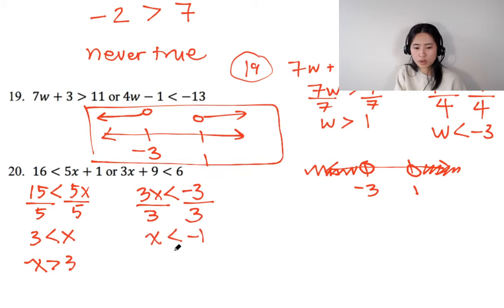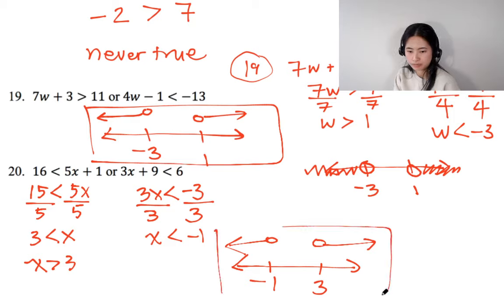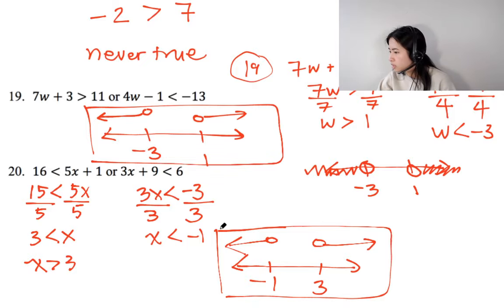Does that make sense, guys? So right now, we're just graphing -1, and this is 3. So in that case, they're not included. So they're not included, and this is greater than 3. So that's right here. And then you have less than -1, so that's going to be right here. So that's your graph. Okay, hopefully that makes sense.